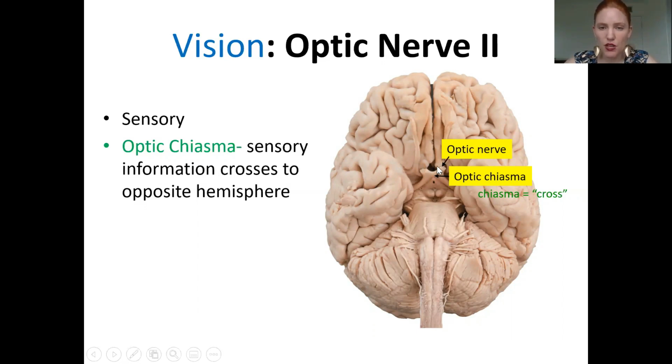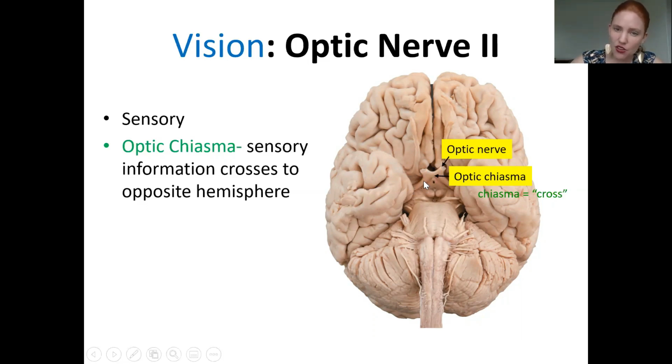And one piece of information I need you to know is that the optic nerve is going to go across to the opposite cerebral hemisphere of the eye. So the eye will be over here, and the information will cross towards the other hemisphere of the cerebrum. The point where they cross is called the optic chiasma, or chiasm sometimes. And chiasma means cross, so it's just the point where the information crosses.